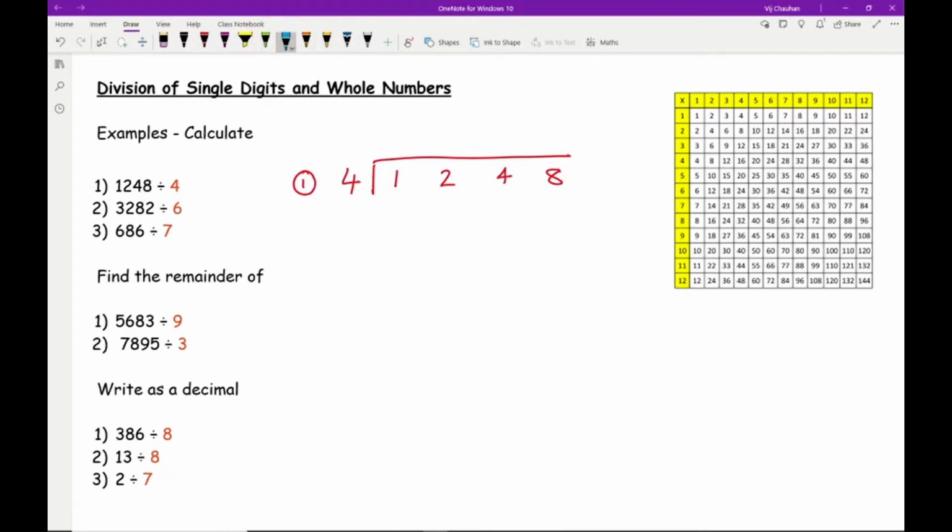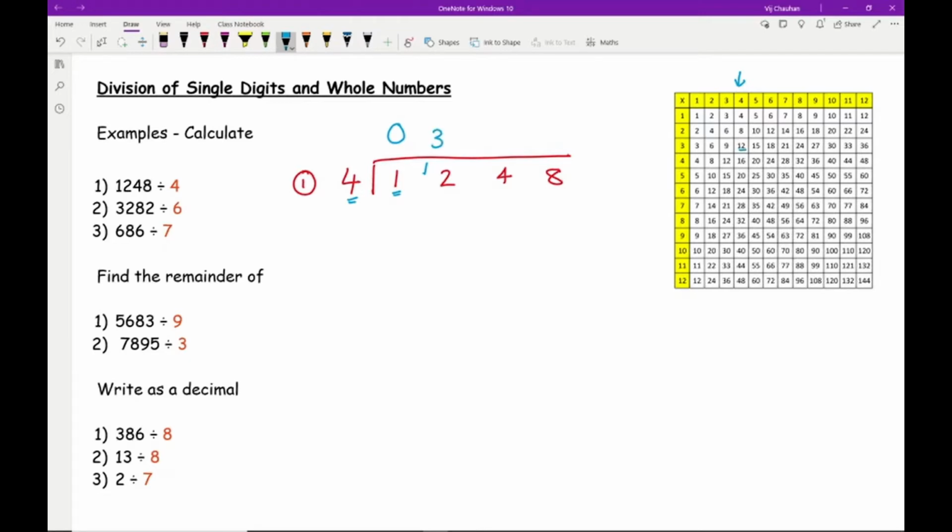The first thing to think to yourself is, how many 4s go into this first digit? How many 4s go into 1? Well, that's going to be 0. Then you carry whatever remainder is over to the next number. I've got a remainder of 1, so the 1 goes over. What that then becomes is 12. So I ask myself, how many 4s go into 12? I go along my 4 times table, which is here, and I can see that 12 is here, so the answer is 3.